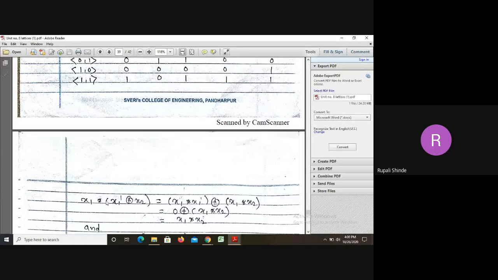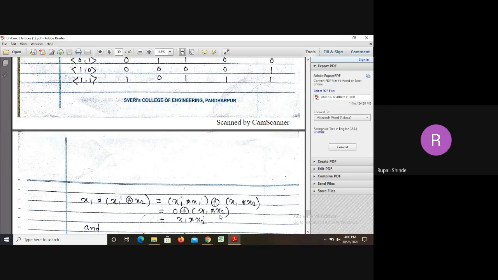We can take one of these expressions. I have considered here this one, x1 star x1 complement XOR x2. So here we can apply distributive law. X1 star x1 complement, this will be first bracket, XOR x1 star x2, this becomes second bracket. Now solve this. X1 star x1 complement means what? 1 into 0. So value for this bracket is 0 XOR x1 star x2.